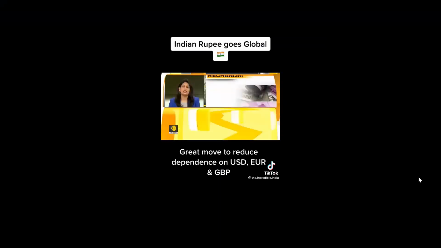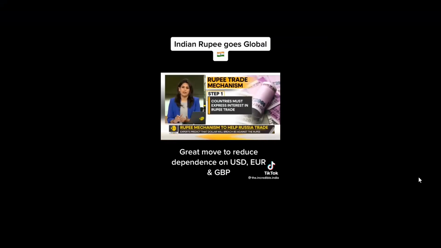Step 1, countries must express interest in the rupee trade. Step 2, both sides exchange bank accounts. For example, let's assume Russia wants to trade in Indian rupees. Then Russian banks will open accounts in Indian banks, and these are called Vostro accounts. Similarly, Indian banks will have to open accounts in Russia. So both sides will maintain reserves in local currency. Step 3, the trade begins.